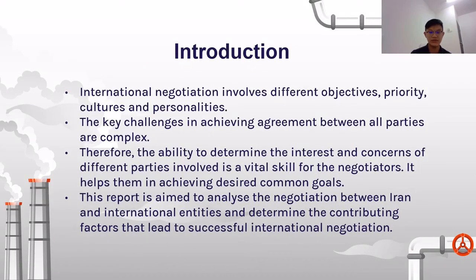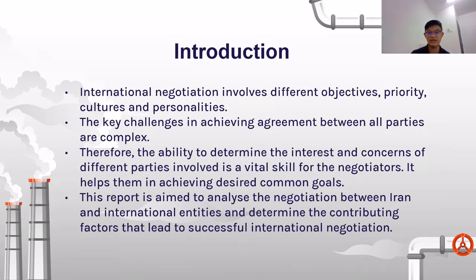This is Kojole and I will present about the introduction and the background parts. International negotiation involves different objectives, priorities, cultures, and personalities. The key challenges in achieving agreement between all the parties are complex. Therefore, the ability to determine the interests and concerns of the different parties involved is a vital skill for all negotiators. It helps them to achieve desired common goals for all the parties.